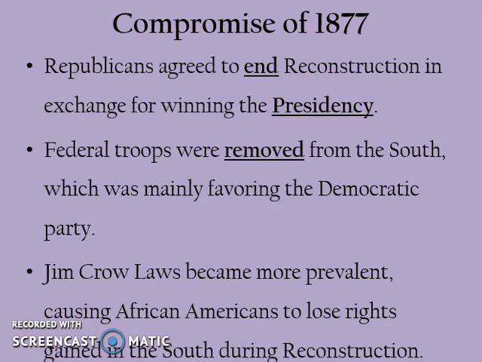This is known as the Compromise of 1877. In it, Republicans agreed to end Reconstruction in exchange for winning the presidency. Federal troops are removed from the South. The South was mainly favoring the Democratic Party. Jim Crow laws, which we'll explain in a moment, are going to become more prevalent, and these are going to cause African Americans to lose rights gained in the South during Reconstruction.